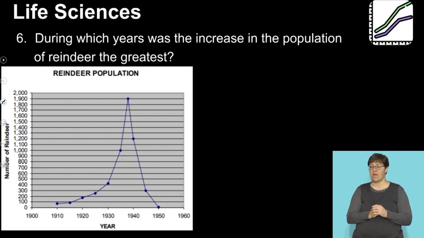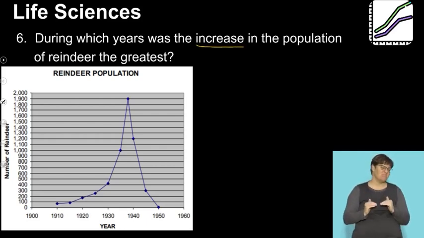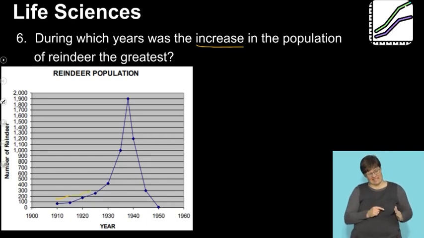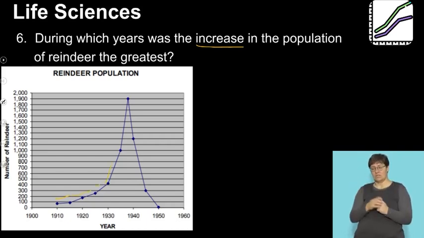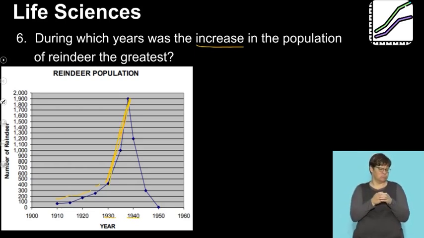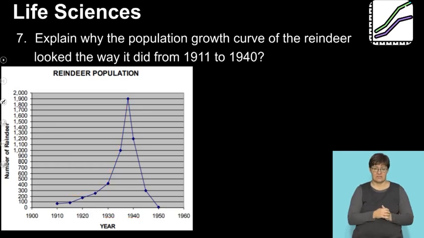During which years was the increase in the population the greatest? So we need to go, where was the slope the steepest? And we come to these years. Between the years of 1930 and 1940, we've got the steepest growth rate, and that means that that was when the population increased the most.